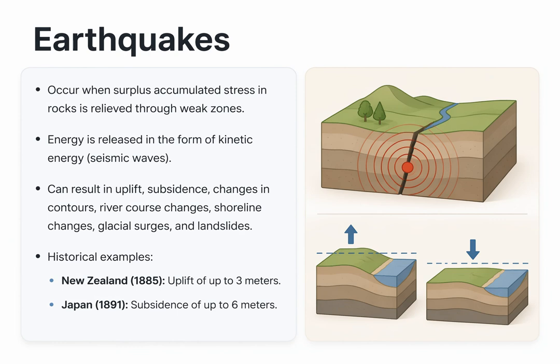The physical results can be drastic. Earthquakes can cause instant uplift or subsidence, alter the contours of the land, change the course of rivers, and trigger landslides. For example, an 1885 earthquake in New Zealand caused an instant land uplift of up to 3 meters, while an 1891 earthquake in Japan caused the ground to suddenly subside by 6 meters.